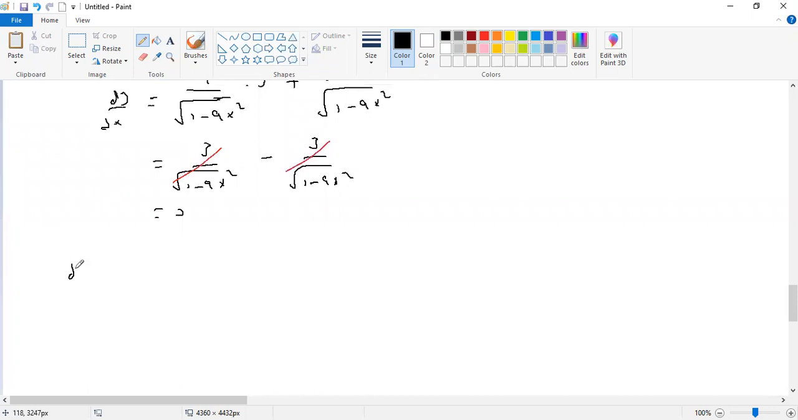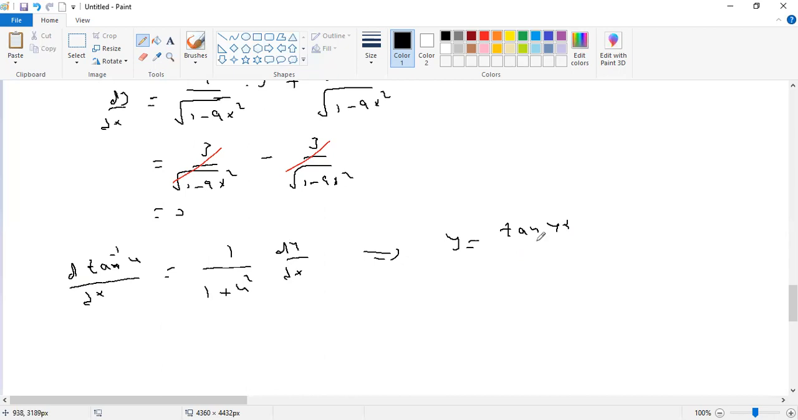The derivative of tan inverse u with respect to x is equal to 1 over 1 plus u squared, times du dx. For example, let us say y equals tan inverse of 4x. Now the derivative dy dx is equal to 1 over 1 plus 4x squared, which will be 16x squared, because this is u and it is squared.